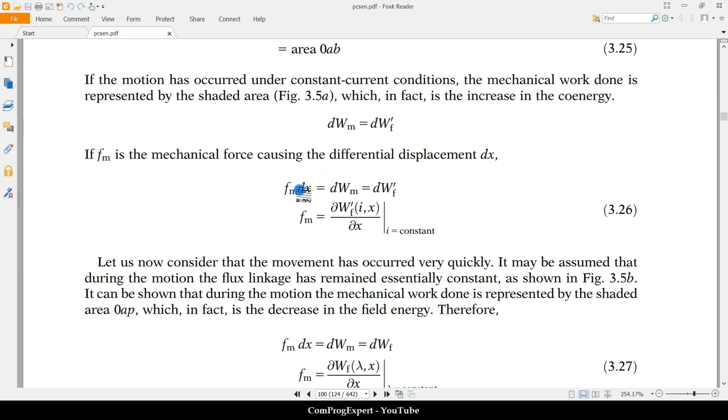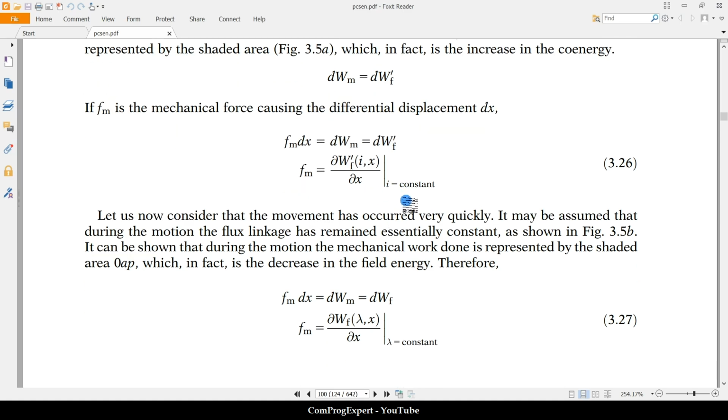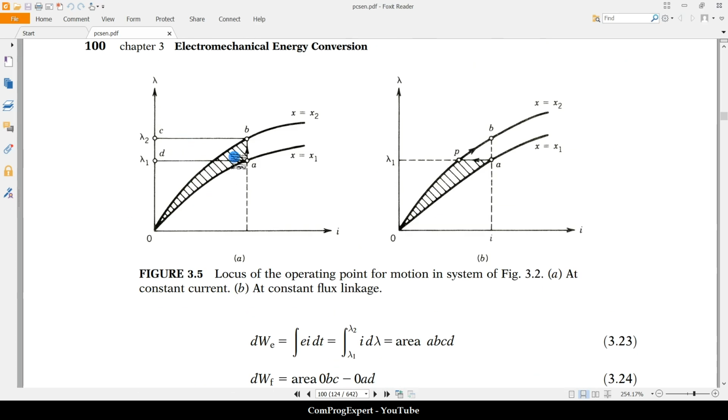So how much is the change in the value of the mechanical energy? It is F times dx, the distance of the movement. Force times distance is energy, mechanical work. The unit is joule. So finally we have this equation: the force is the partial derivative of the co-energy with respect to the position coordinate x, where the value of I is constant. So this is case 1 if we consider this trajectory.